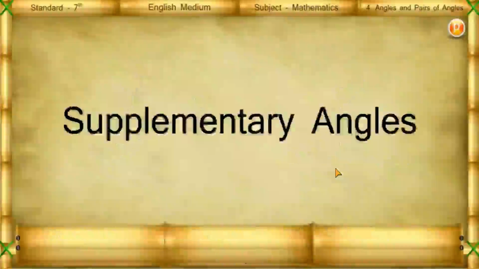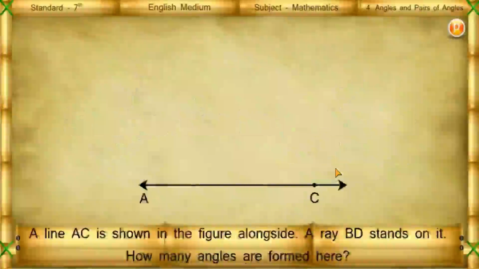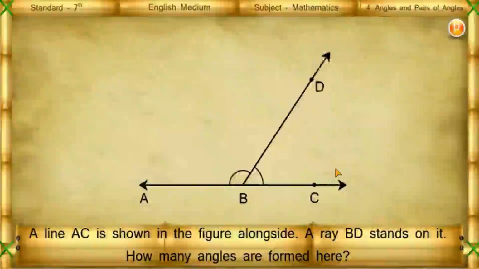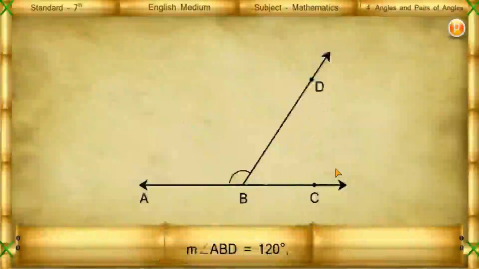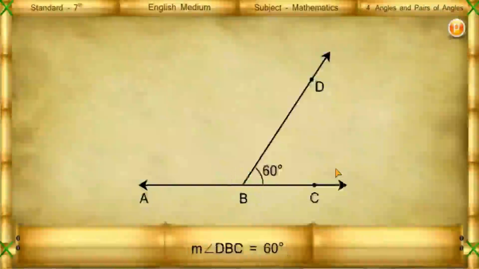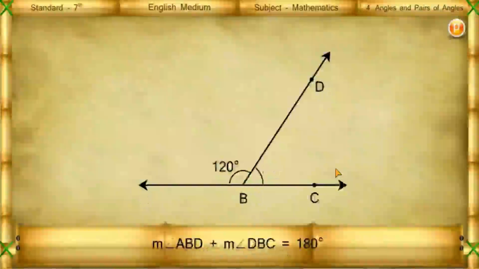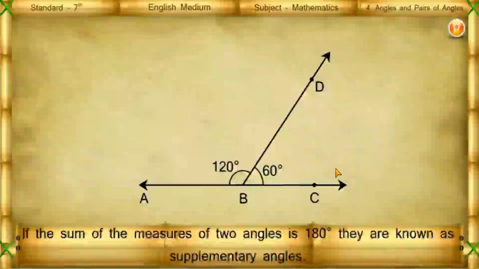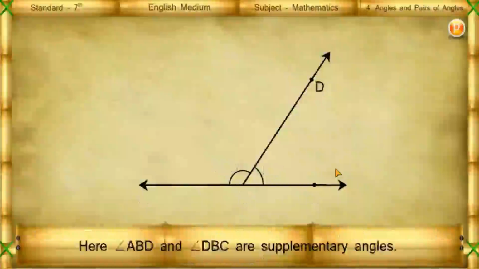Supplementary angles. A line AC is shown in the figure alongside. A ray BD stands on it. How many angles are formed here? Measure of angle ABD is equal to 120 degrees. Measure of angle DBC is equal to 60 degrees. Measure of angle ABD plus measure of angle DBC is equal to 180 degrees. If the sum of the measures of two angles is 180 degrees, they are known as supplementary angles. Here, angle ABD and angle DBC are supplementary angles.